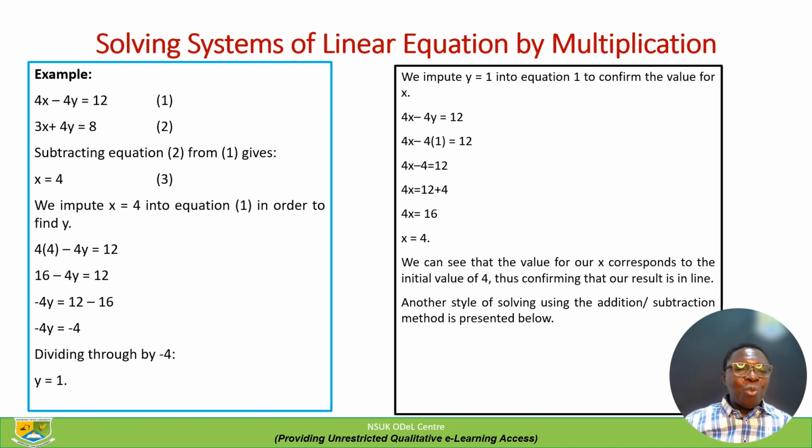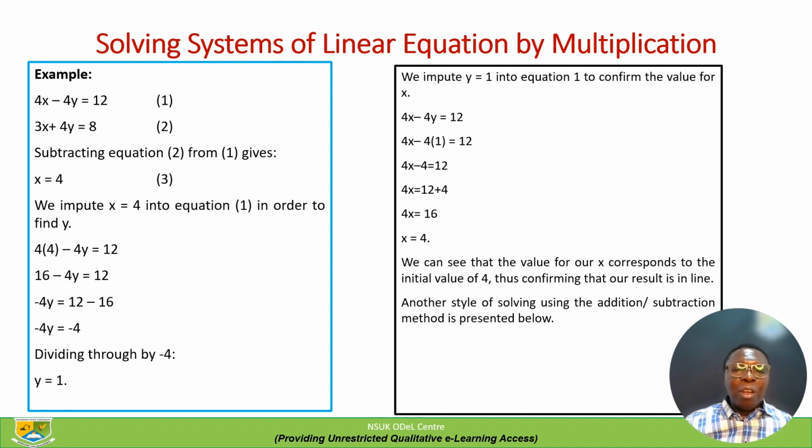Because 4 into 4 is 1, y. 4 into 4, 1. And minus cancels minus. So next, we now substitute y equals 1 into the equation to confirm the value for x. So we say 4x minus 4, open bracket 1, which is the y, equals 12.